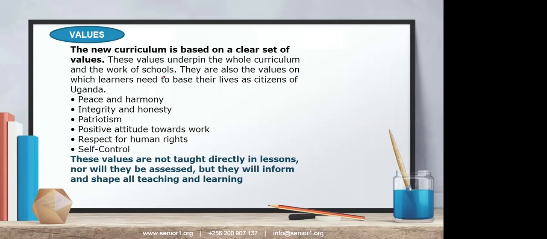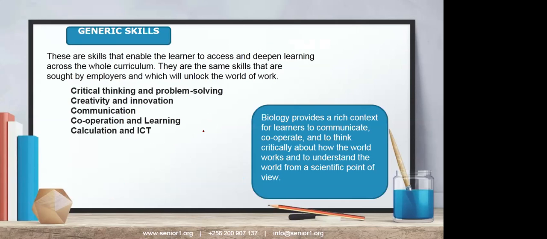So this curriculum is supposed to impart values whereby we as citizens in Uganda are able to live in peace and harmony. We are able to develop integrity and honesty. We develop that patriotism for our country. We develop a positive attitude towards work, self-control, and human rights. So all these things we are going to be going through. And of course, as I've just told you, this information has already been shared to you, and that's why I'm rushing through it. It's so much. It's general. It's information to do with the general curriculum as a whole.